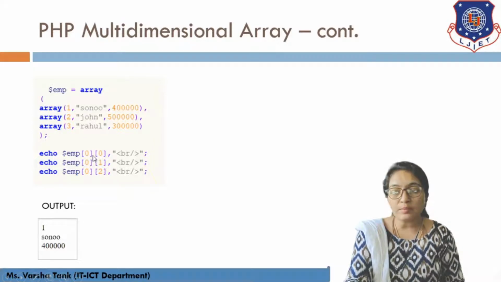Echo $temp[0][0], so it will print 1. Echo $temp[0][1], so it will print this Sonu. And echo $temp[0][2], it is $temp, not EMP, so it will display its salary. Clear? So in this way, you can use the multidimensional array.